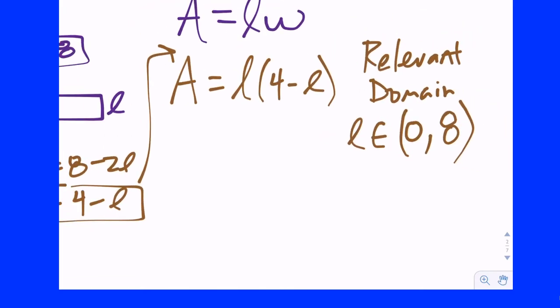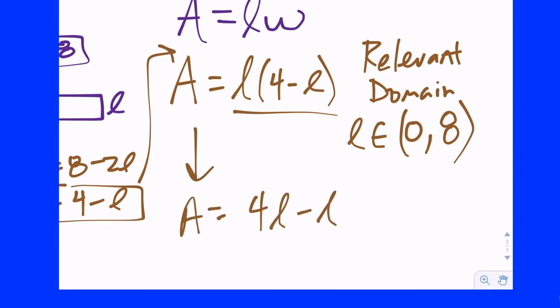How do we find critical values? Derivative equal to 0. You want to use the product rule for the derivative? Me neither. So if I distribute, I get 4L minus L squared. The area formula is a parabola that opens down. On any domain, a parabola that opens down is not only going to have a local max, that local max will also be the absolute max on any interval. That's awesome. That's pretty cool.